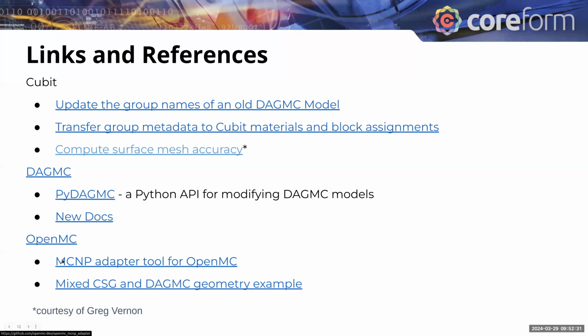There is an MCNP adapter tool for OpenMC, so you can translate an entire MCNP input deck into the materials and geometry for an OpenMC run with a native OpenMC geometry if you so choose. But of course, that won't result in a CAD model for you if that's your interest. And then there are also examples of how to use this mixed CSG and DAGMC geometry within OpenMC available online as well that I wanted to include if that's of interest.